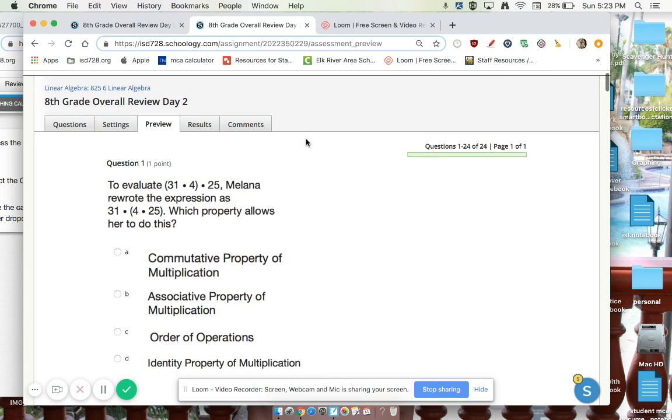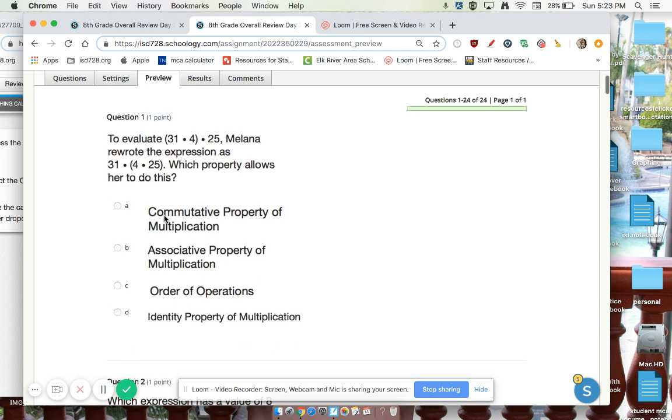Perfect. Okay, so to evaluate 31 times 4, and then times it by 25, Milena rewrote the expression as 31 times 4 times 25. Which property lets her do that?